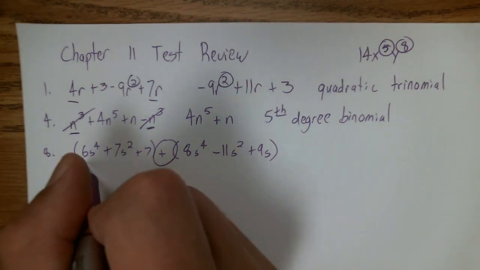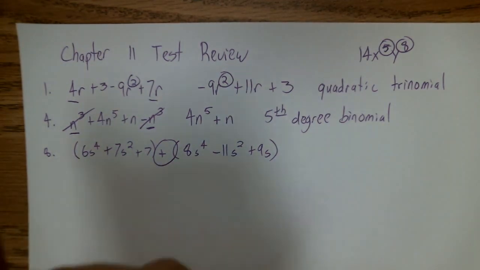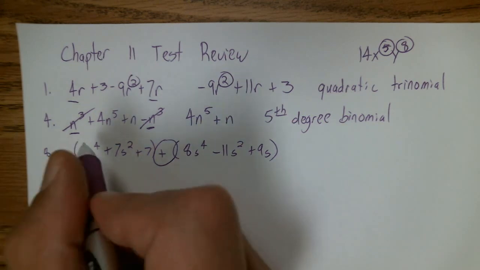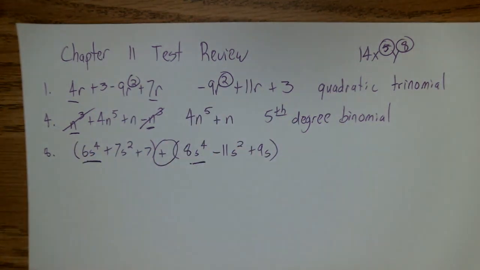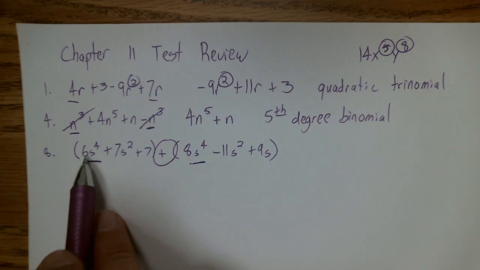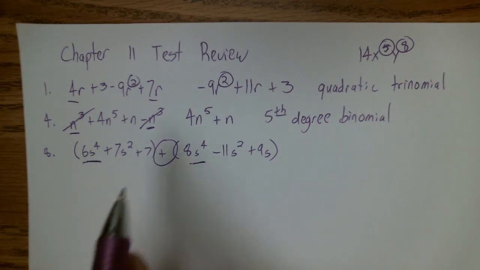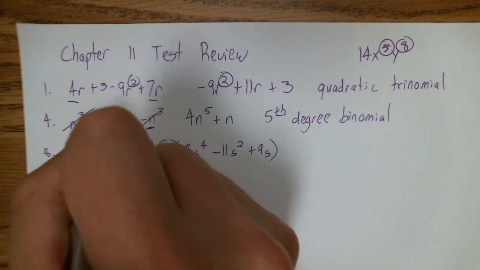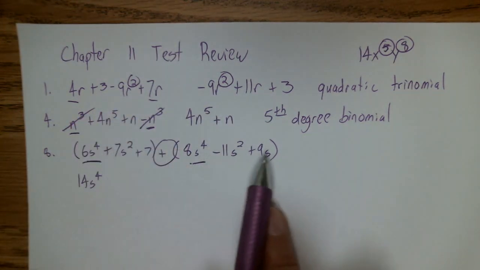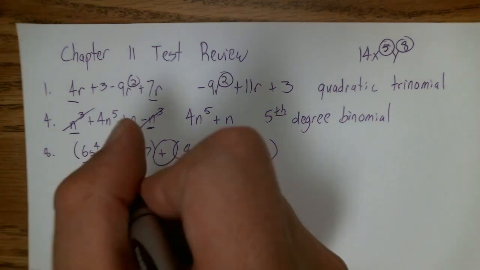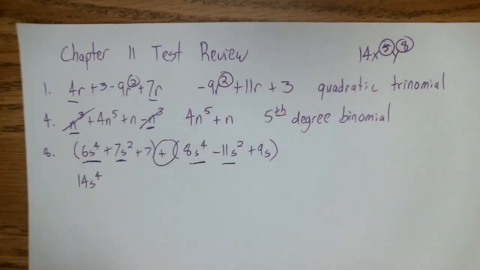So what I notice here is I'm just matching up the same variables, the same bases, and the same exponents. I have an s to the 4th there, and I have an s to the 4th there. So I simply add those together. 6 apples plus 8 apples is 14 apples. So I have 14 s to the 4th. And then do I see any 3s? No, I don't see any 3s here. 2's. Okay, I've got an s squared there and a negative s squared there.